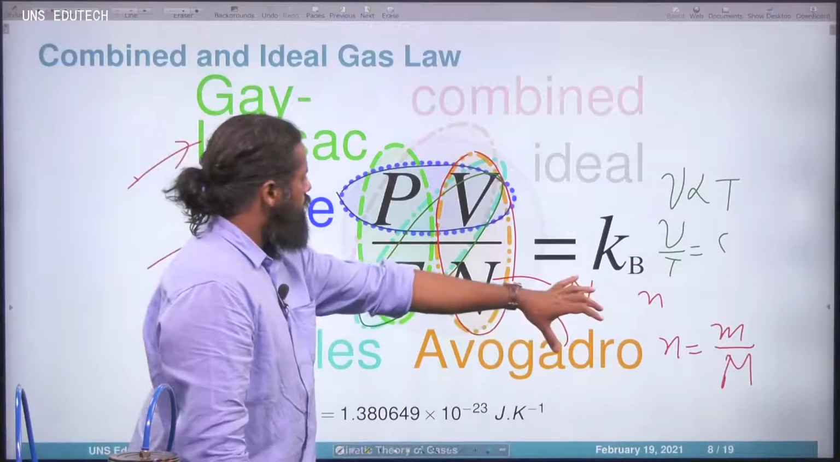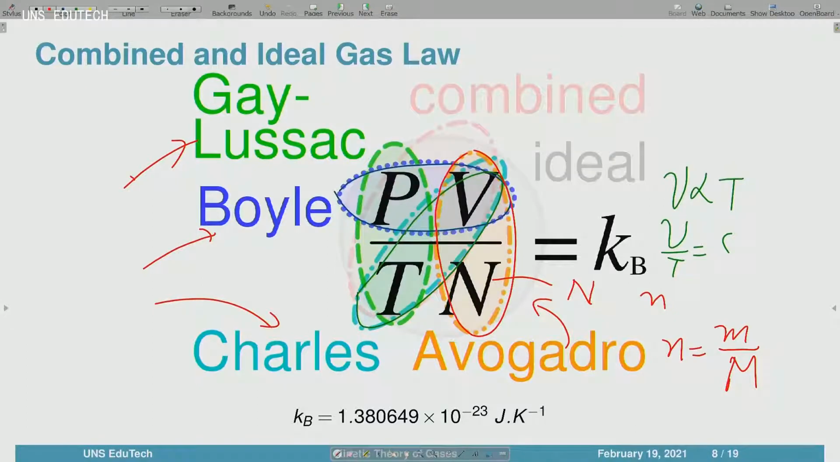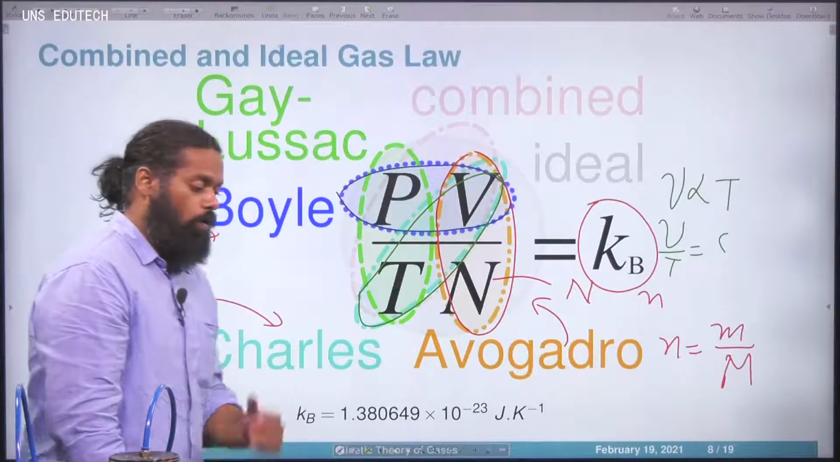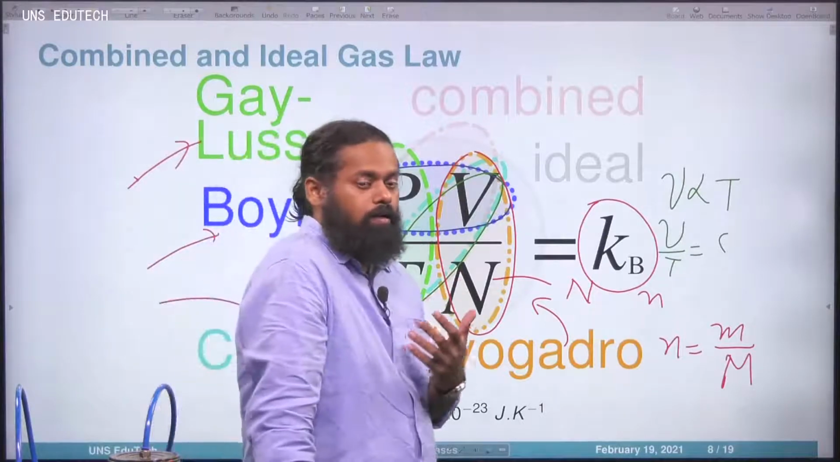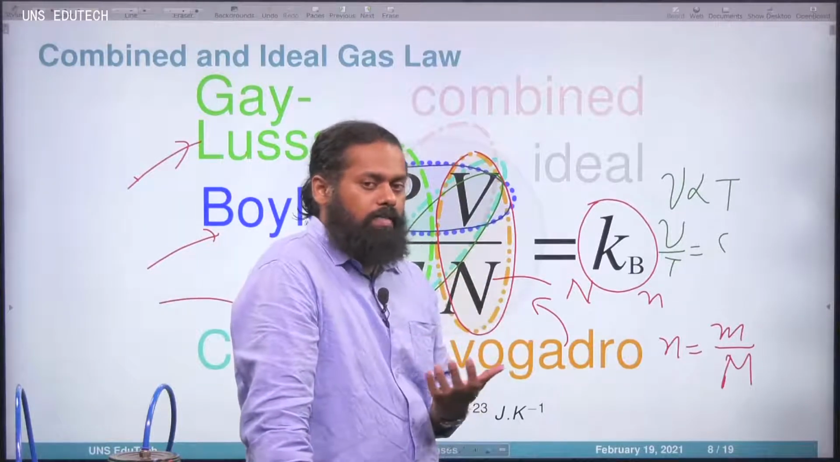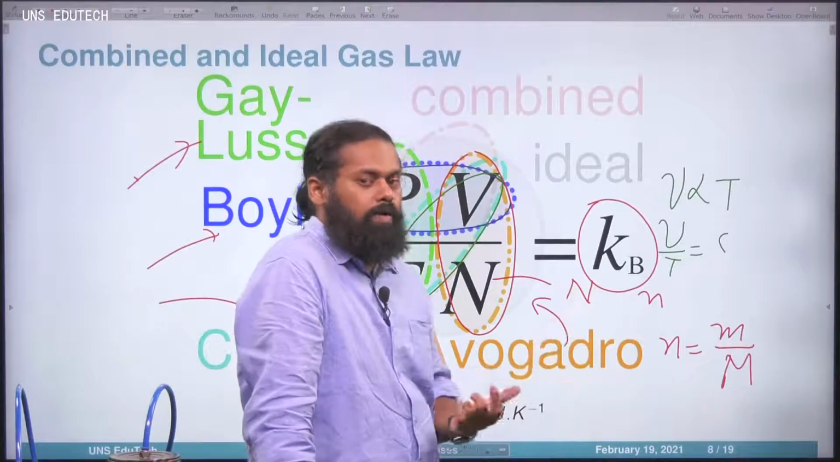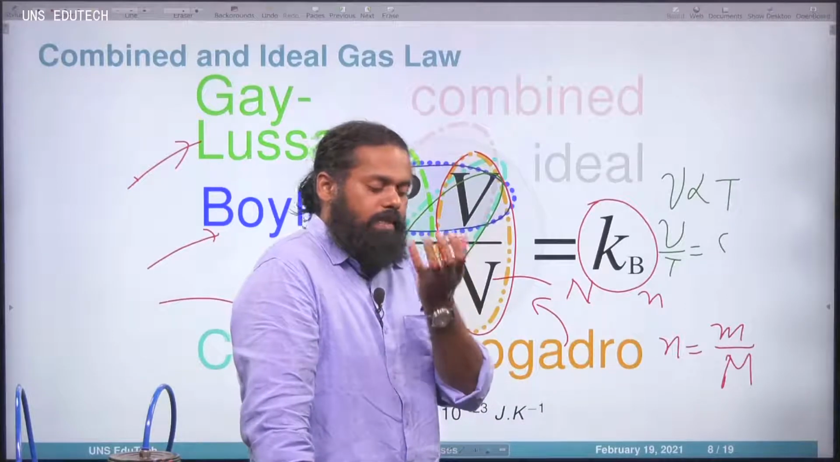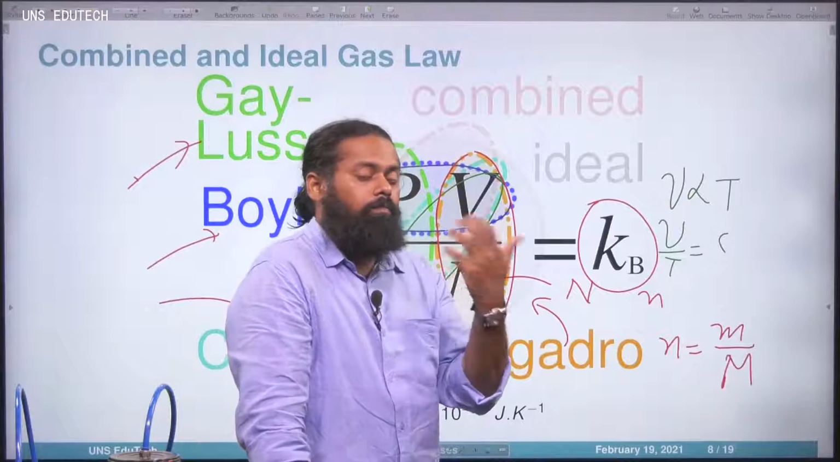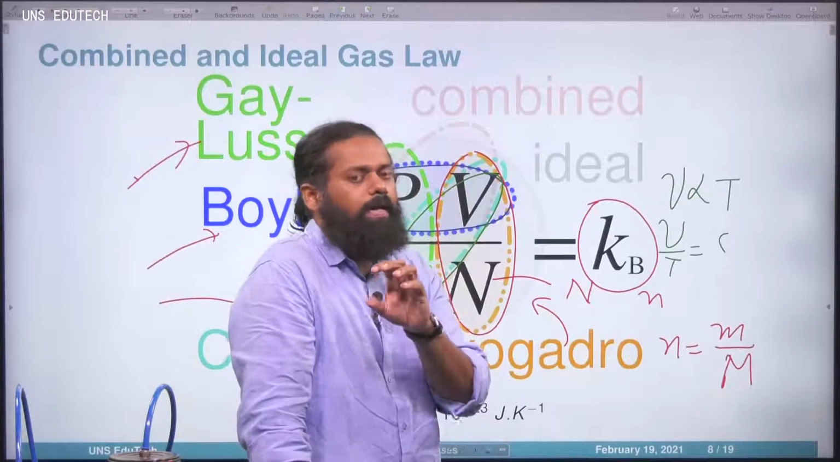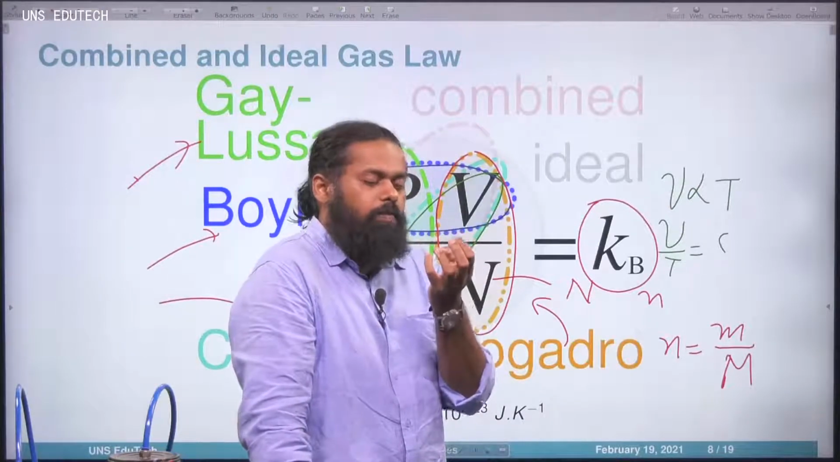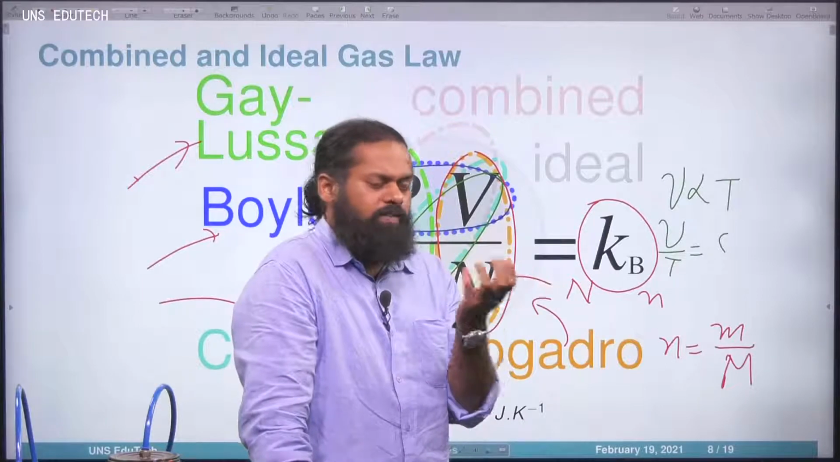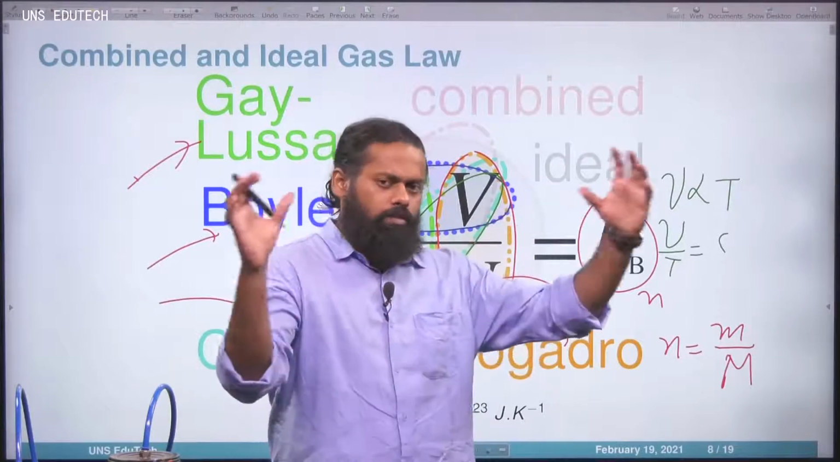So here we are combining all the equations and we are getting a constant value, and that constant is called the Boltzmann constant. It's a very interesting topic with a lot of theory in statistical mechanics, where we are analyzing the motion of particles. That is a kind of microscopic analysis. Statistical means you are considering a large number of particles.